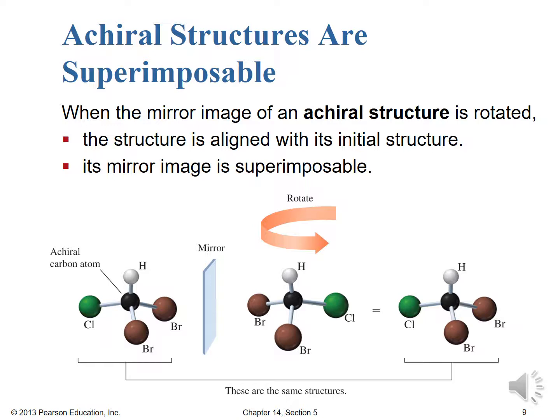And notice that we didn't have 4 distinct substances. In the bromochloroiodomethane, we had 4 different groups. We had a hydrogen, a bromine, a chlorine, and an iodine. Here we have 2 of the same groups. We have 2 bromo groups, and therefore we would not expect this carbon to be chiral. Instead, just a simple rotation gets us the same structure over again. This is an achiral carbon.